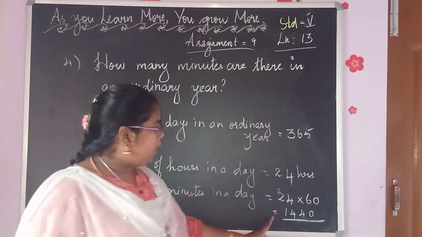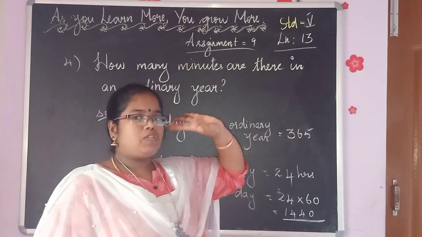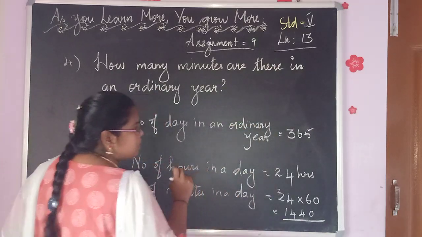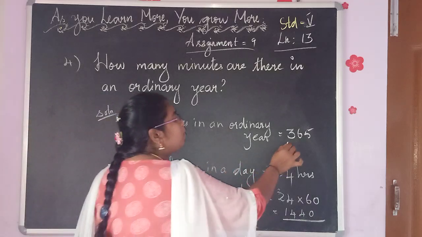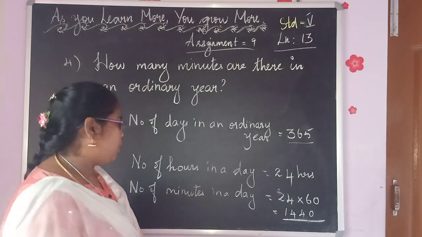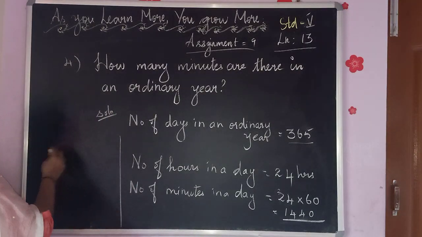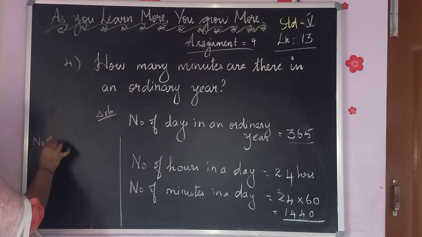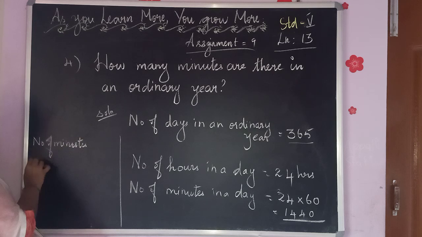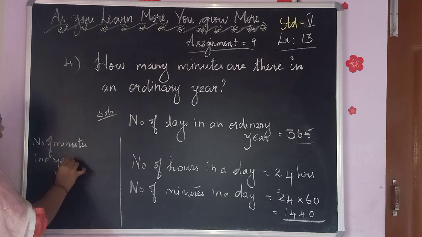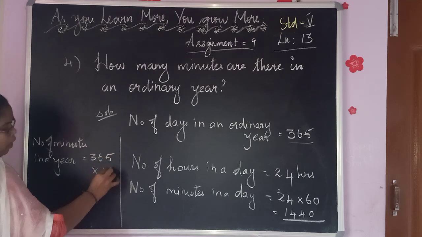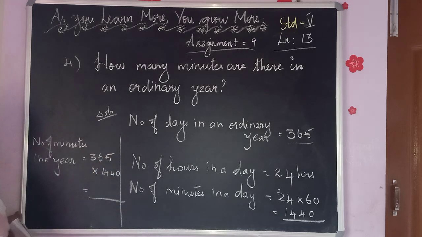One day has 1440 minutes. So for 365 days, how many minutes will there be? When it asks for many, we have to go for multiplication. So the next step is writing the number of minutes in a year. For 1 year, it is 365 multiplied by 1440. You will get the number of minutes in a year.